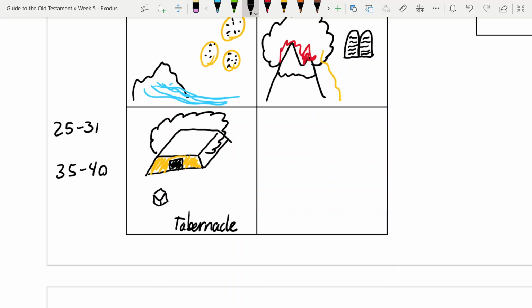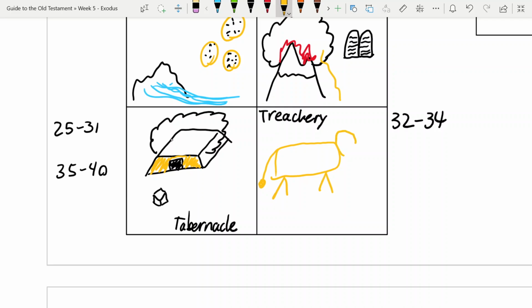But in chapters 32 through 34, there's a big problem, which is that the people of Israel commit treachery. While Moses is up on the mountain, he's taking too long, and so they decide, well, we're going to have to take care of things on our own. Let's make for ourselves a golden calf.